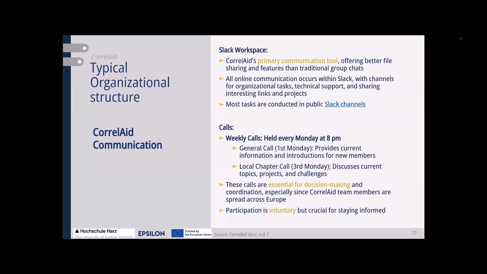In order to communicate, the primary choice of all voluntary data scientists is Slack. They communicate via Slack because Slack allows them to chat with each other in an informal way. And they also have weekly calls every Monday at 8 p.m., where they meet from all over Germany. The overall participation is voluntary, but it is crucial to stay informed within the network of CorrelAid.